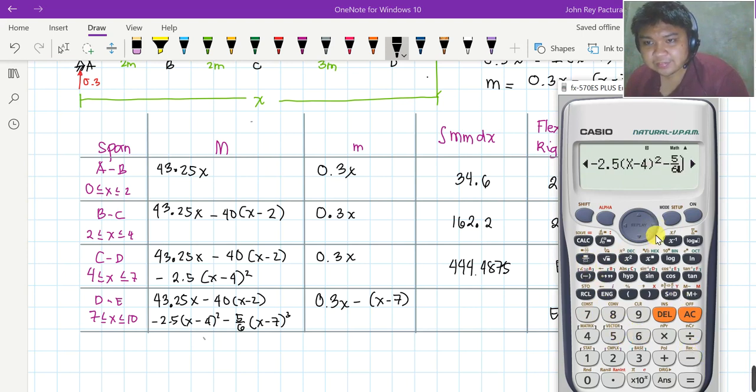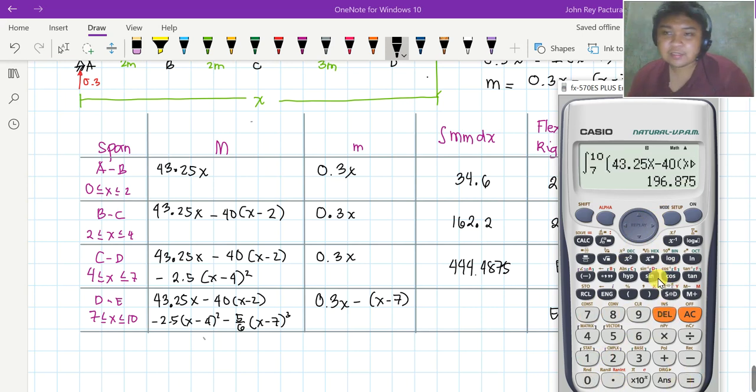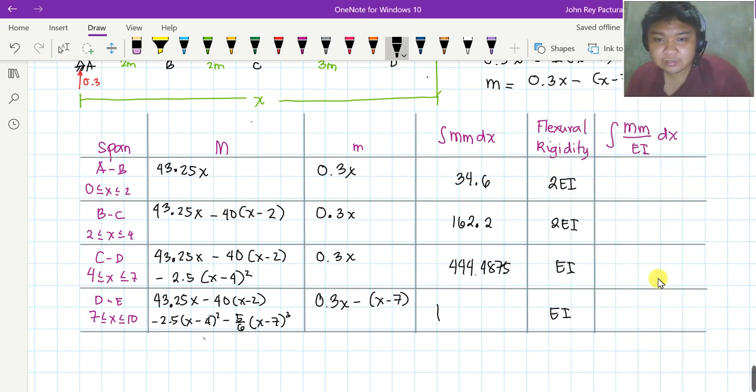And for the last one, dito tayo, minus 5 over 6 lang ito. 5 over 6 ng x minus 7 cube. Okay? So, x minus 7 cube siya. Tapos dito, 0.3x minus x minus 7. Okay? So, ang limit natin is 7 to 10, class. Ang sagot ay 196.875. Okay?